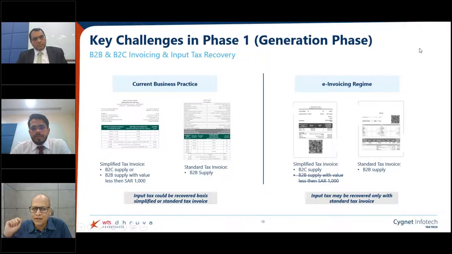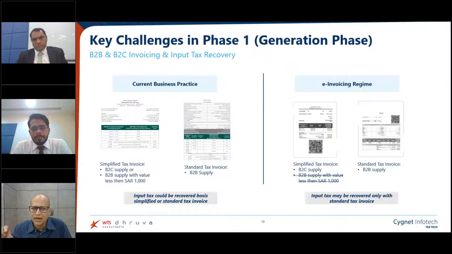Point from my side is that this is going to be technically extremely challenging at the POS systems, because if they do not implement a centralized system, then converting a simple invoice or a B2C invoice into B2B is going to be very difficult.